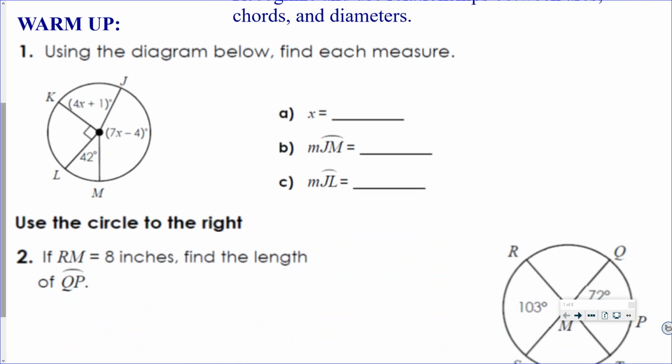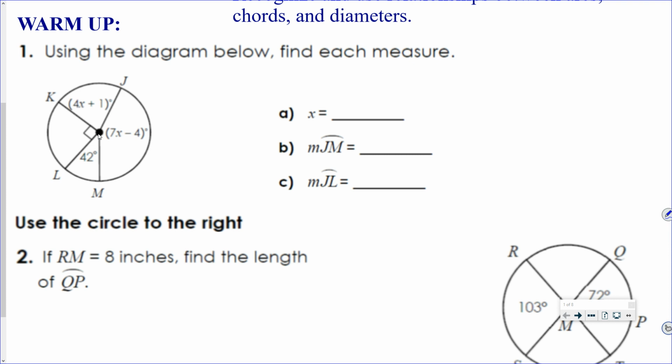Warm up. Using the diagram below, find each measure. First, they want us to find x. You can see that we're given a couple different radii, but this right here is not a diameter, meaning that it is not a straight line forming a straight angle, 180 degrees. Okay, you can't assume that.